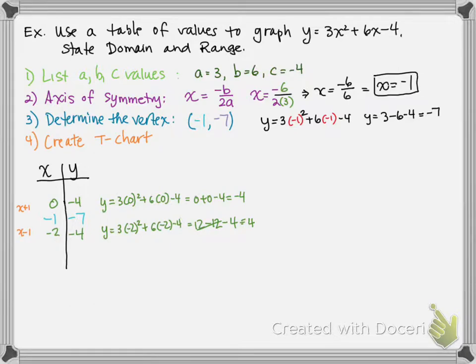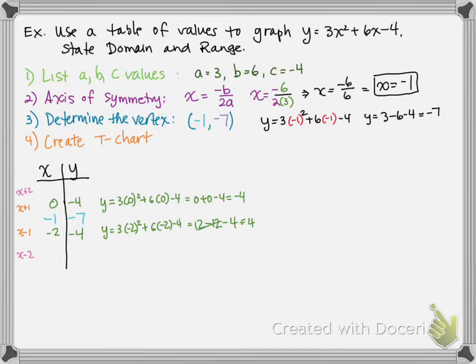Okay, better. Then I'm going to pick the numbers that are x plus 2 and x minus 2 away from my vertex, okay, because my vertex is x. And let's see what we get.